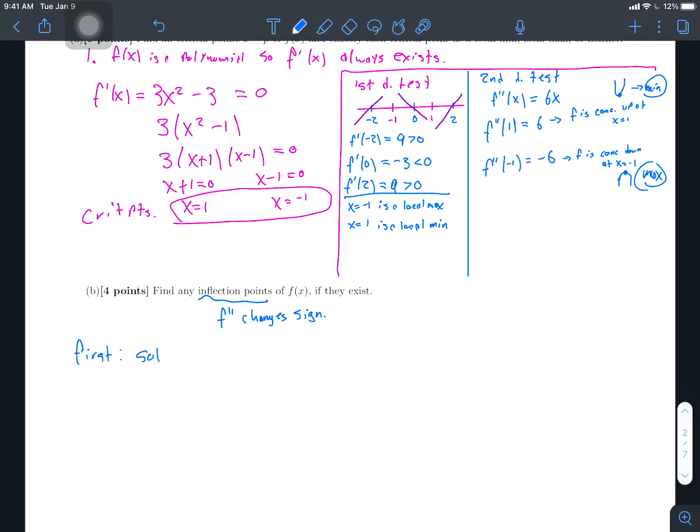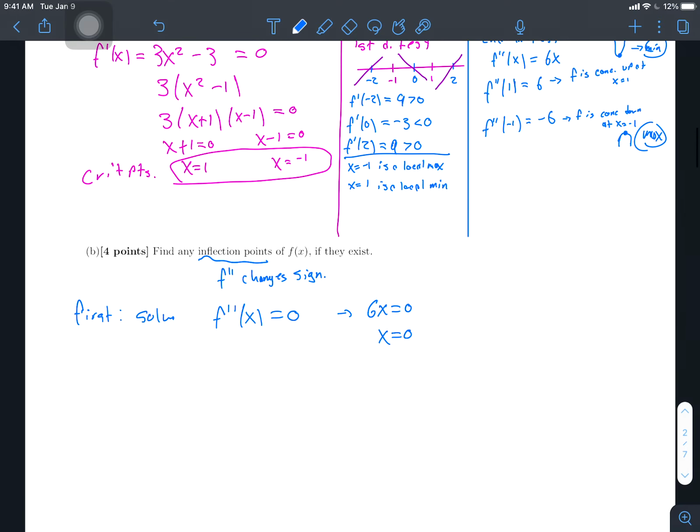I solve f double prime of x equals 0. And I find the places where I might find an inflection point, and then I'll verify later. So f double prime of x, remember, was 6x, so we set that equal to 0, and that tells me x should be equal to 0. So now I need to check, is x equals 0 an inflection point?